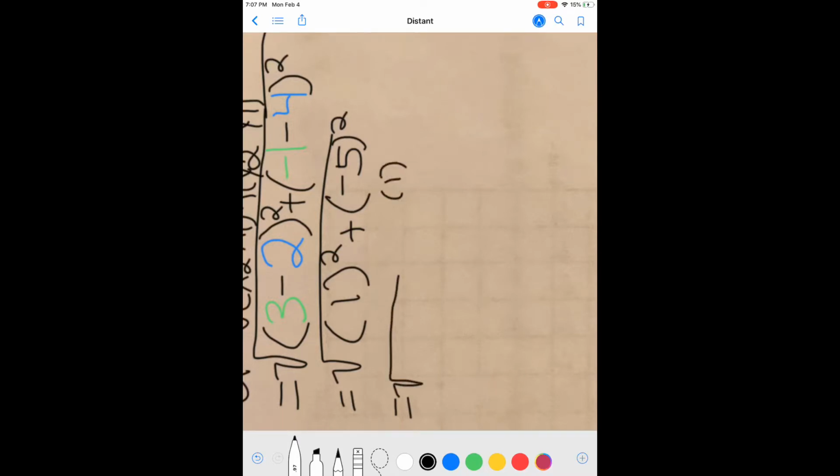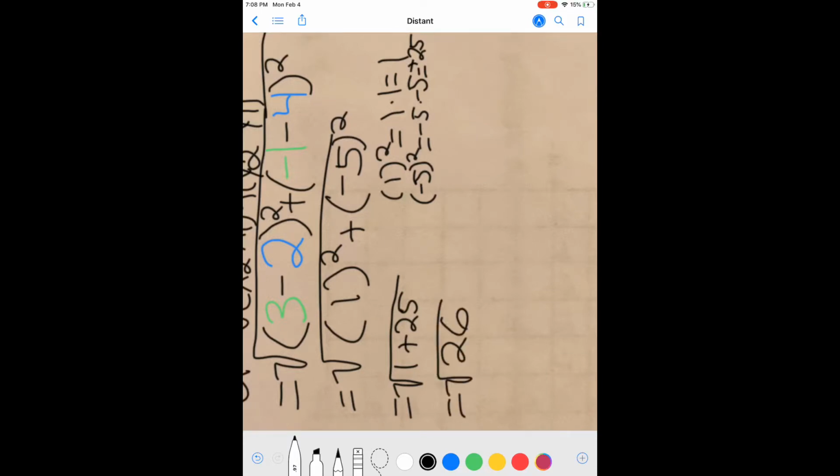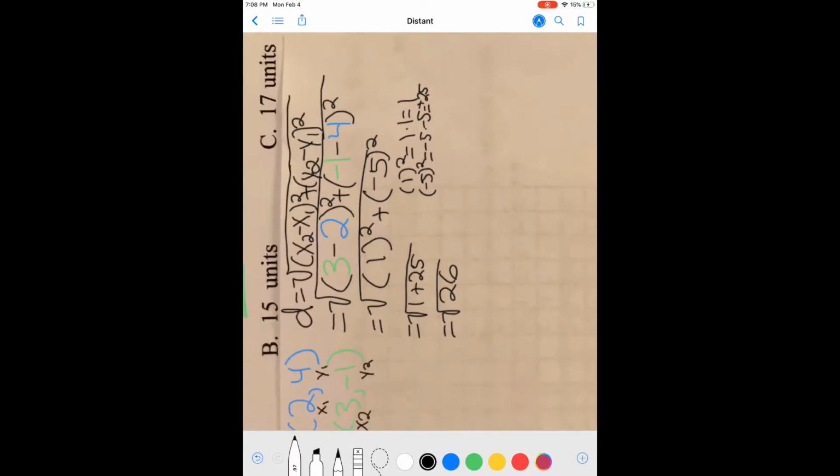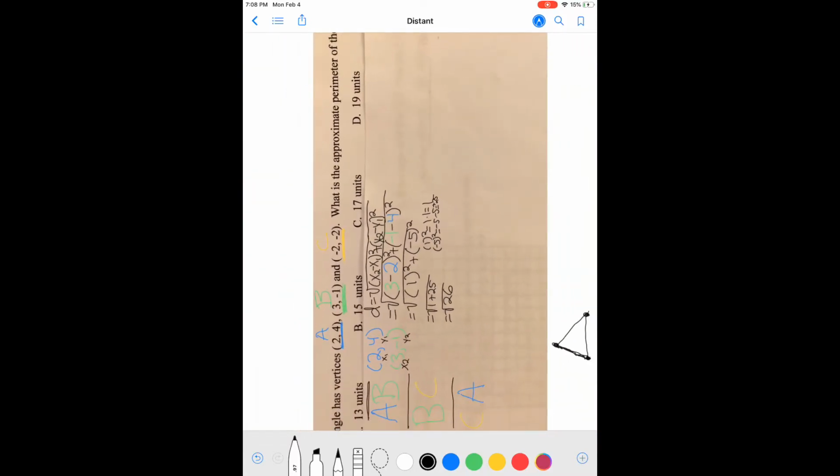Because we haven't done it, 1 squared gives me 1 times 1, which is simply 1. Then we have -5 squared, which is -5 times -5. Well, negative times a negative is a positive. We have 5 times 5, which is 25. So we have 1 plus 25. So we have square root of 26 as our answer. So that is for AB. So that is one side.